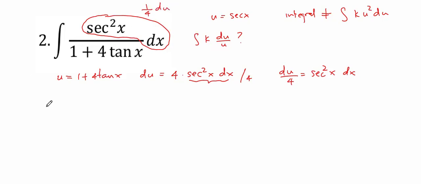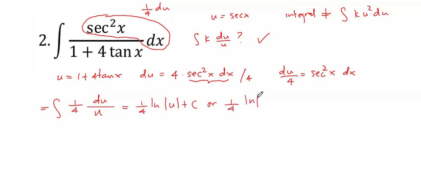So the integral becomes 1/4 du, and then yung denominator natin is u. So it reduces to this formula. No? So it is necessary, a quotient is necessary, but not a guarantee that it is du over u. So the answer, it would be 1/4, and then ln, absolute value of u, and then plus c, or this is 1/4, and then ln, absolute value of 1 plus 4 tangent of x plus c.